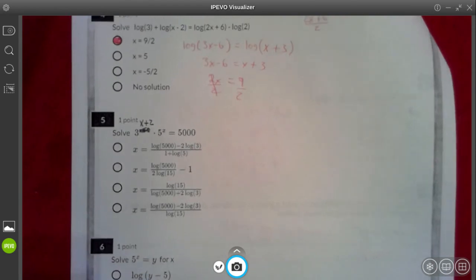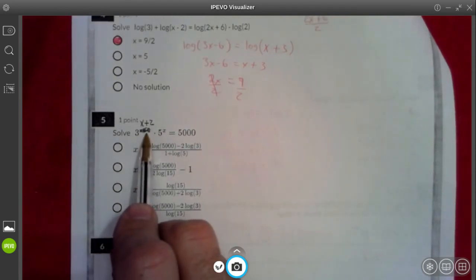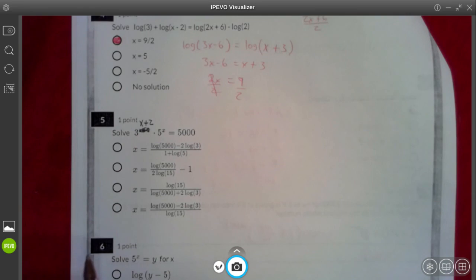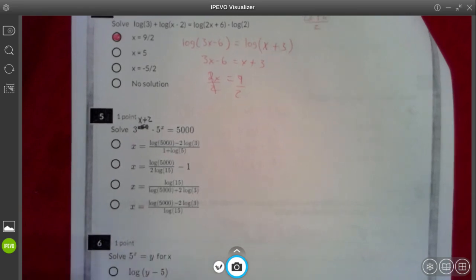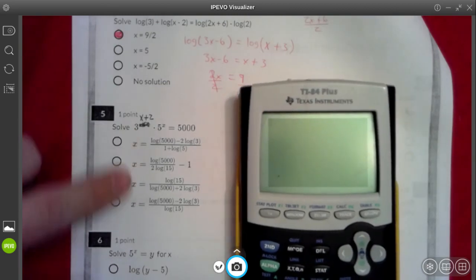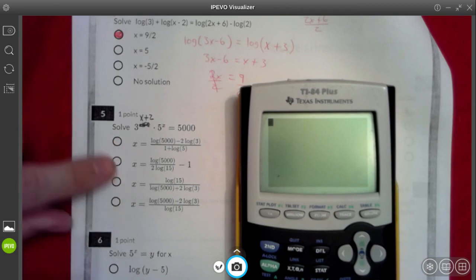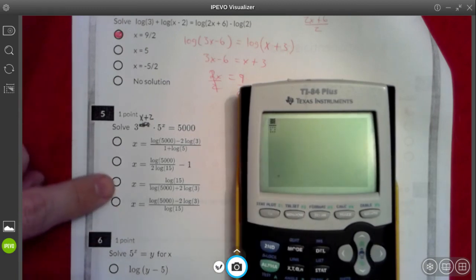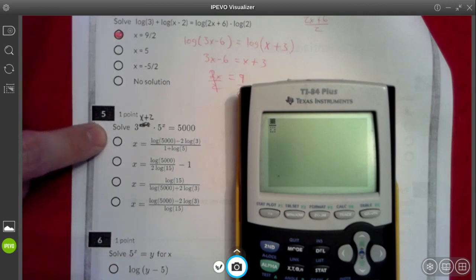Okay, number 5, I had to change this. It wasn't x plus 1, but the right answer down here was actually supposed to have this equation be x plus 2 in the beginning. So let's go through and we'll start by plugging in one of these answers here for x. We'll store it to x and then type in the equation to see if we get 5,000. So I'm going to pick one of them. We'll go with option A here. Okay, we'll do log 5,000 minus 2 log 3 over 1 plus log 5.